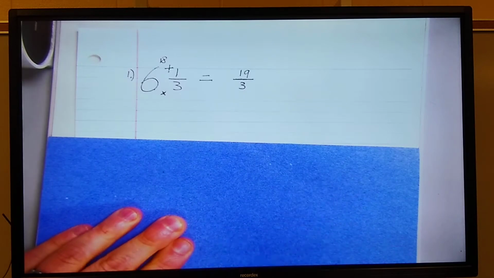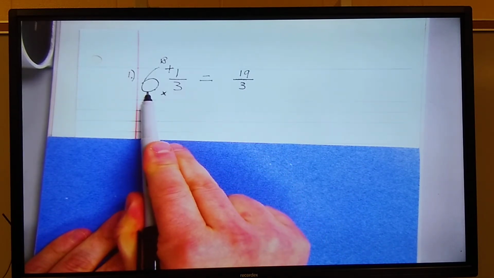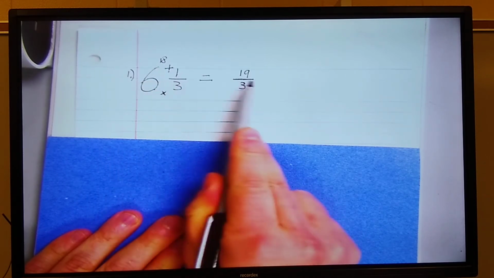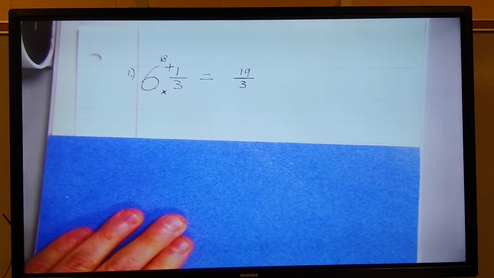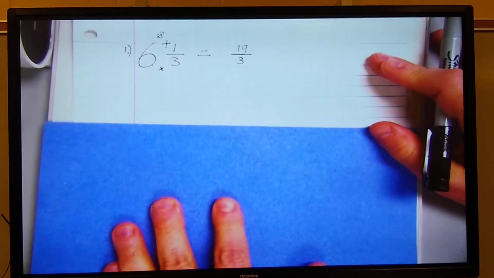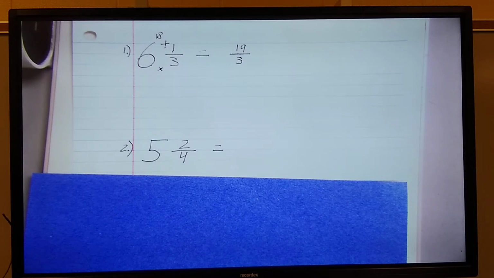Easy. Denominator times whole number. Your answer plus the numerator, that equals your new numerator. Your denominator stays the same. Now I'm going to leave that there. On your sheet of paper, I want you to change 5 2/4 into an improper fraction. Do that now. Pause the video.